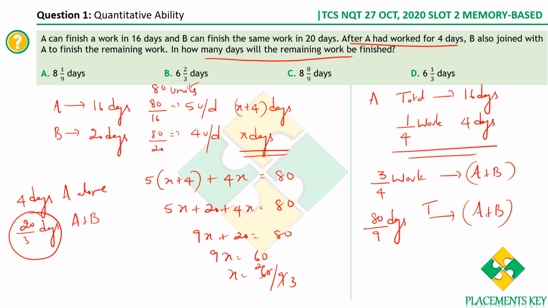This is total work. Now we know that only 3/4 of the work is supposed to be done now. Therefore, they'll take 3/4 of 80 by 9 days. So we get the same answer, which is 20 by 3. I hope this method is also clear. You can follow the method you're comfortable with. So this involves equations and this involves logic.